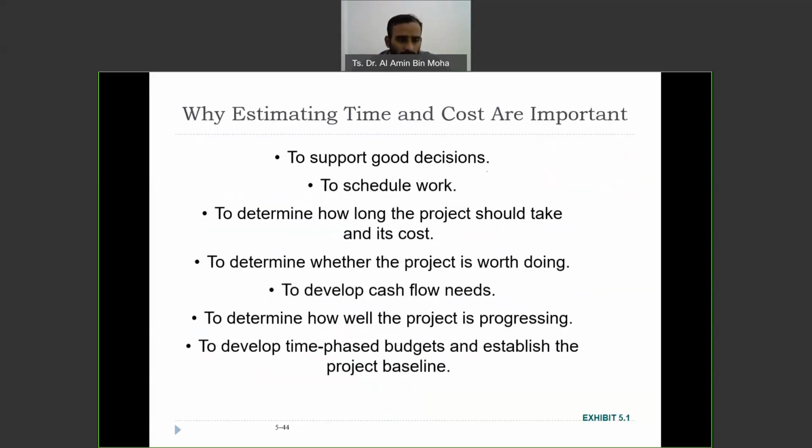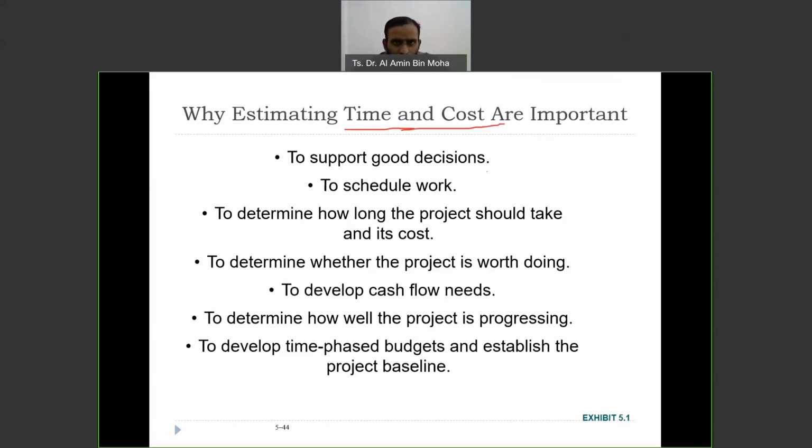So this is okay here. Actually, we are discussing why we need to go through this. Why do we need to go through this? Do we need this? Why do you need to estimate the time and cost?